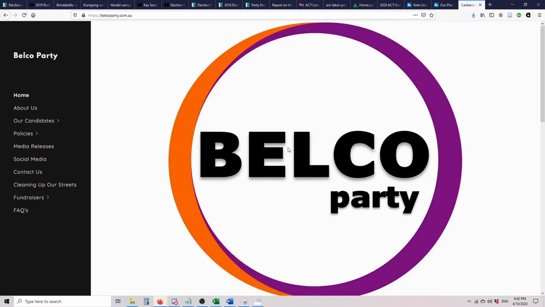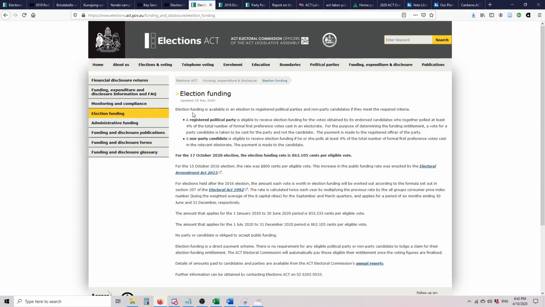Okay, so let's talk a little bit about this election funding thing, because there's an extra caveat to it. We get to give $8.62 to whichever party we give our first preference vote to. However, there's a catch. The party that you're giving your first vote to must obtain at least 4% of the total number of first preference votes cast in an electorate. Now that's for the political party. If you're voting for an independent, then it's still 4%, but they have to get that for themselves specifically.